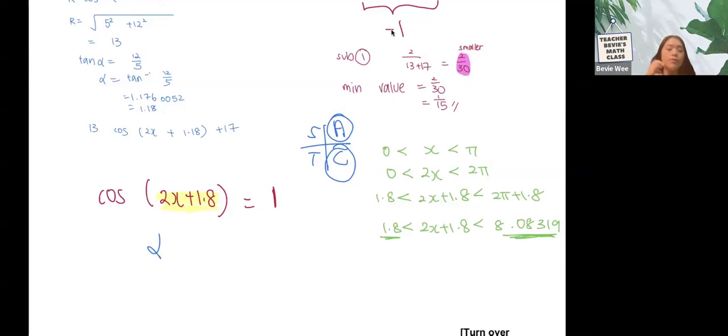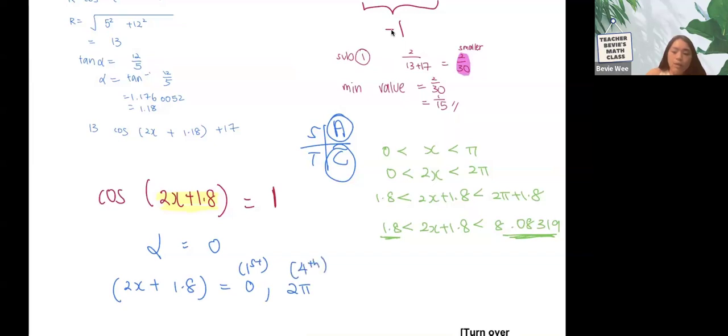All right, cosine inverse 1, that is what? 0. This is your basic angle. Meaning we can go for the C quadrant, right? Cosine is positive, so A and C. Your 2x plus 1.8 is 0, and this is your first quadrant. Fourth quadrant is 2 pi minus 0, which is 2 pi. The first and fourth don't need to write. I'm just showing you. Can we go for one more round?